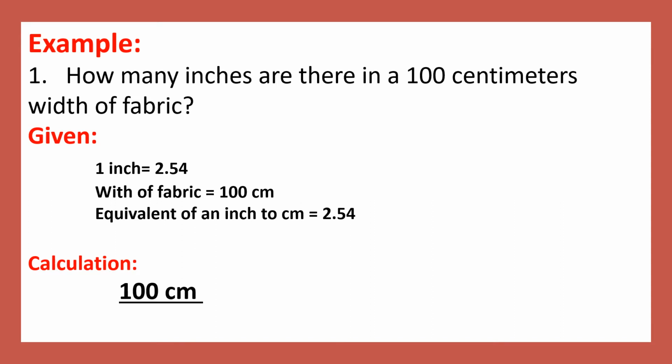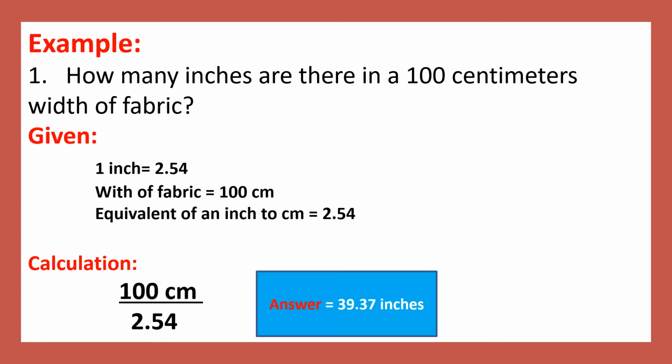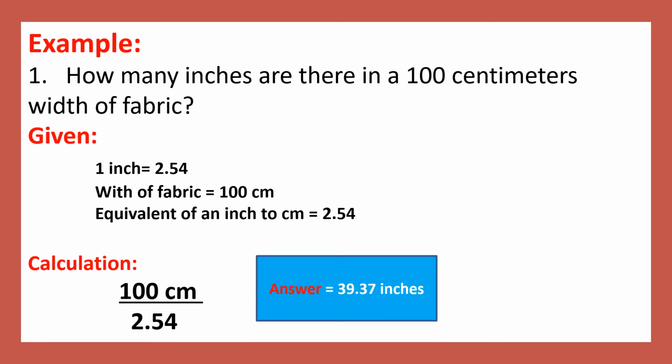Okay, so what formula are we going to use to get the inches? So, we have to divide the given, divided by 2.54, which is equivalent to 1 inch. So, 100 centimeters divided by 2.54 is equal to 39.37 inches. So that is the answer, 39.37 inches.